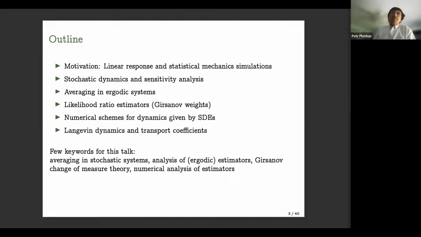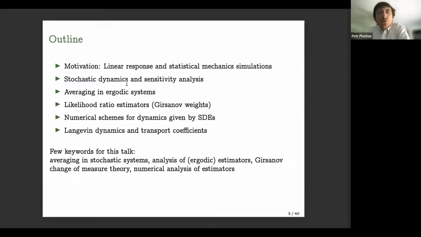So I will motivate the technique and the problem by a question in statistical mechanics simulations, and that's an estimation of certain transport coefficients, which are done by the method which goes under the name linear response. And then we will see how this is connected to the sensitivity analysis in stochastic dynamics.